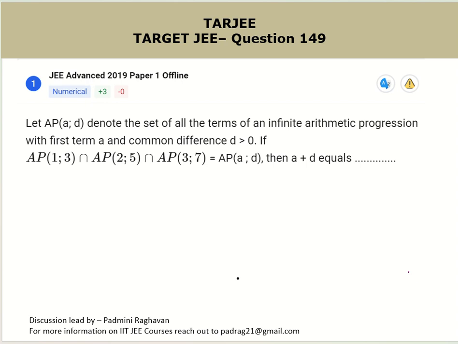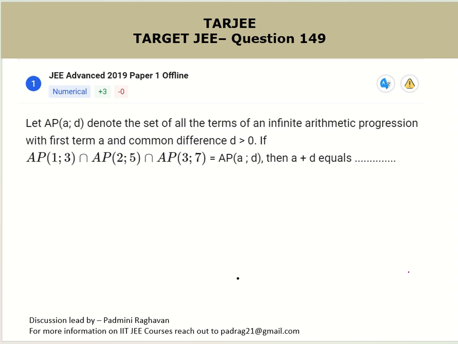They're talking about the intersection of an AP with first term 1 and common difference 3, another AP with first term 2 and common difference 5, and another AP with first term 3 and common difference 7, is a new AP which comprises the terms common to all three APs, whose first term is A and common difference is D. Find the sum of A and D.